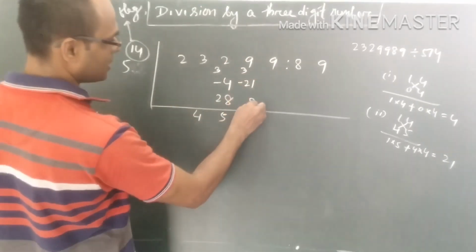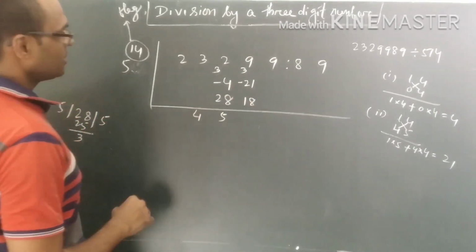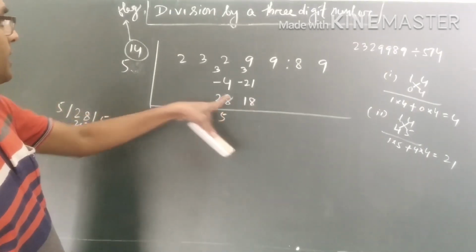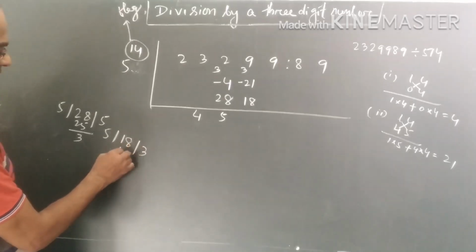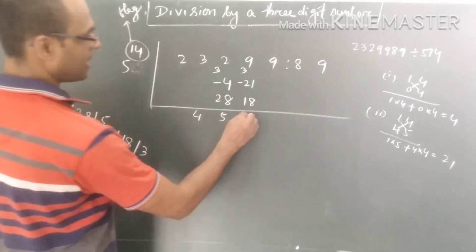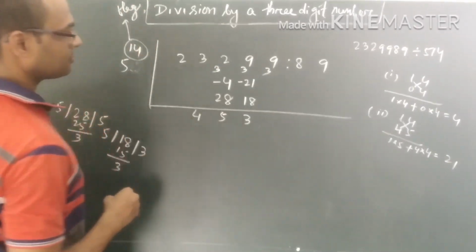So 9 minus 1 is 8. 3 minus 2 is 1. You are having 18 now. Again 18 divided by 5. 5 into 3 is 15, remainder is 3. Write 3 here, write 3 here.